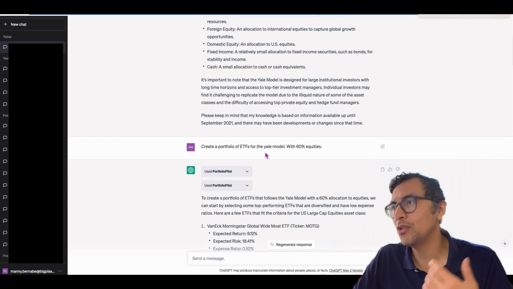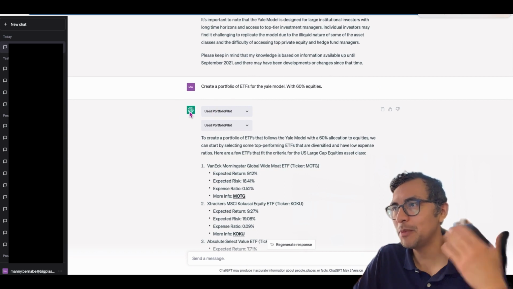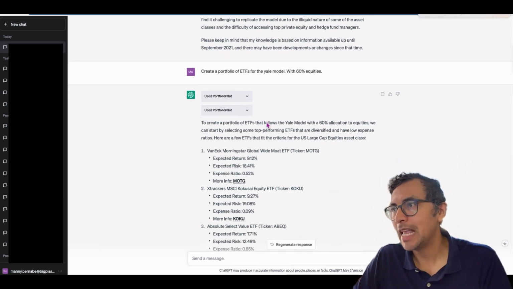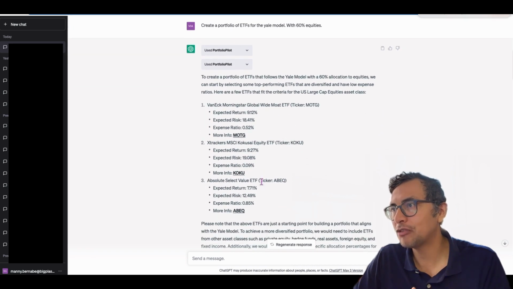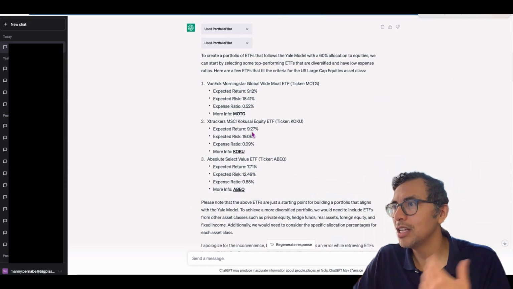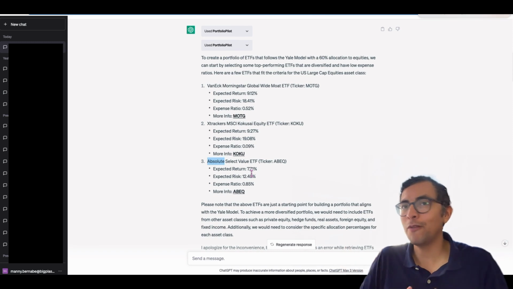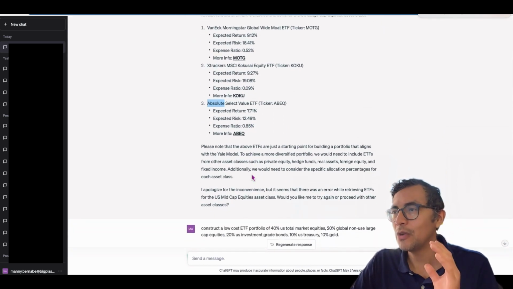Then I asked it to put together a portfolio of ETFs for this particular model, and in particular, I wanted 60% equities. I think this was a tough prompt, and so I wanted to see just how far I can push this thing. ChatGPT activated the Portfolio Pilot plugin here, and it went to work, and it gave me these three ETFs, which look like they're almost aimed at this real asset allocation, this hedge fund asset allocation, this private equity allocation. So that's interesting, especially this absolute value. This to me is almost like a hedge fund type of asset allocation. But I was hoping for the full portfolio covering all the different asset classes, and it didn't really quite deliver on that, so a bit of a miss there.